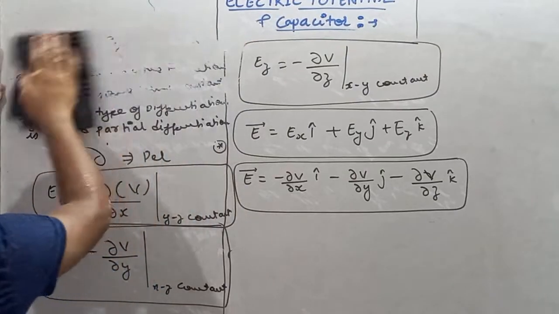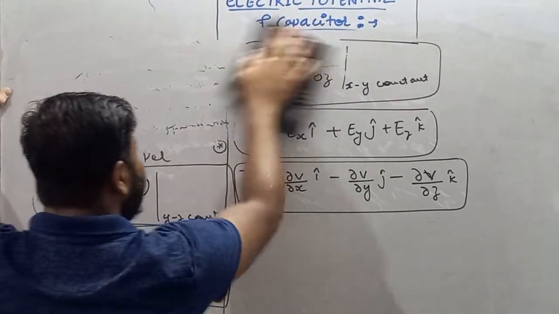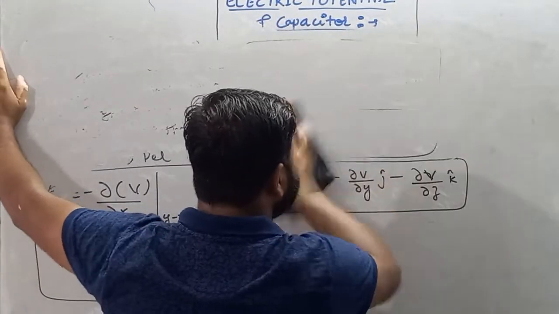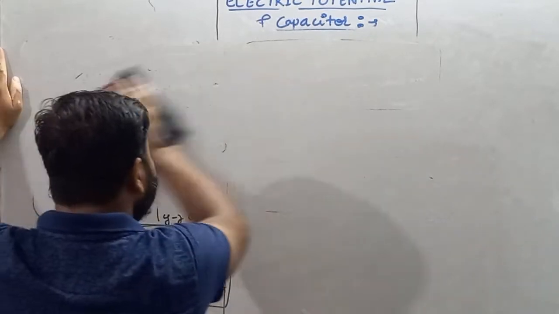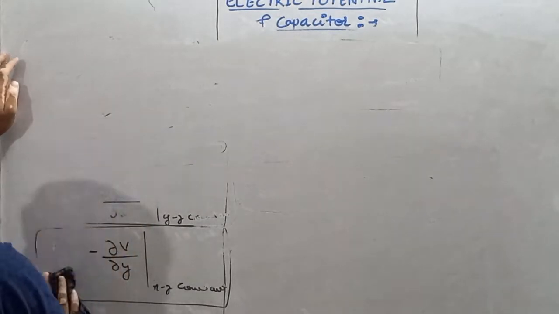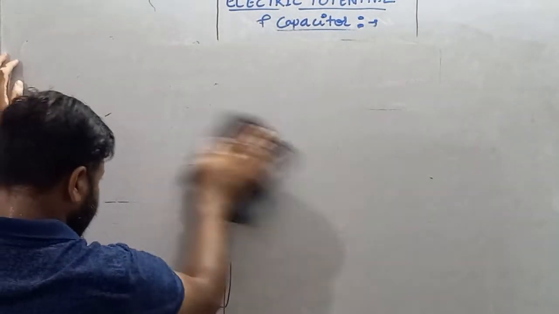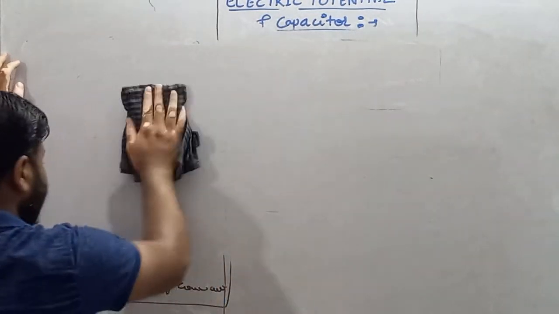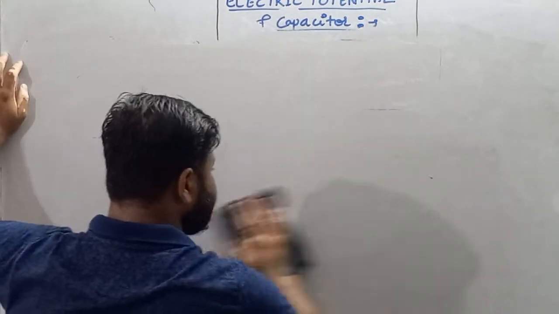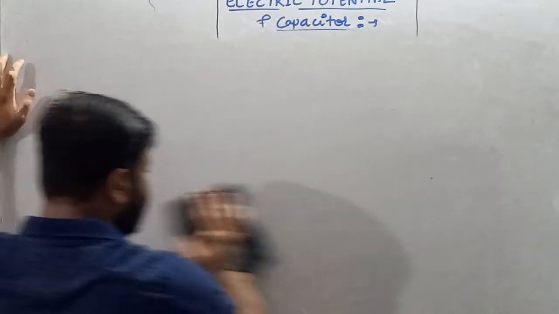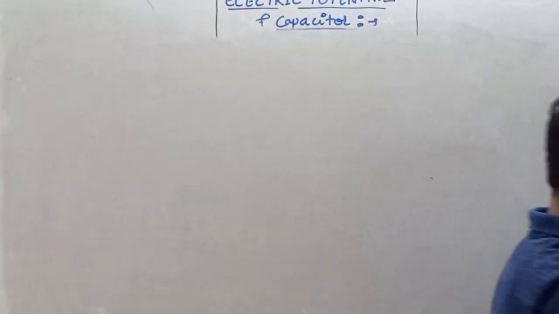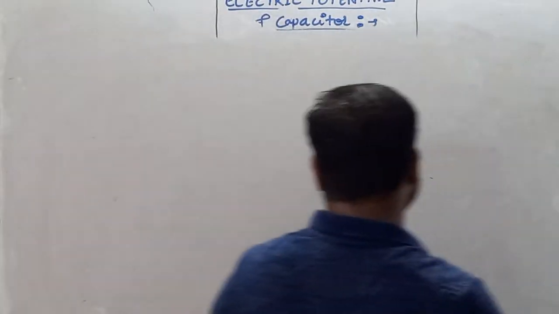So write down, my dear student, this is just an example of how we'll perform partial differentiation. Remember, partial differentiation is basically nothing but keeping any two terms constant and differentiating the function with respect to the remaining single term. So let's suppose we have a value of potential.